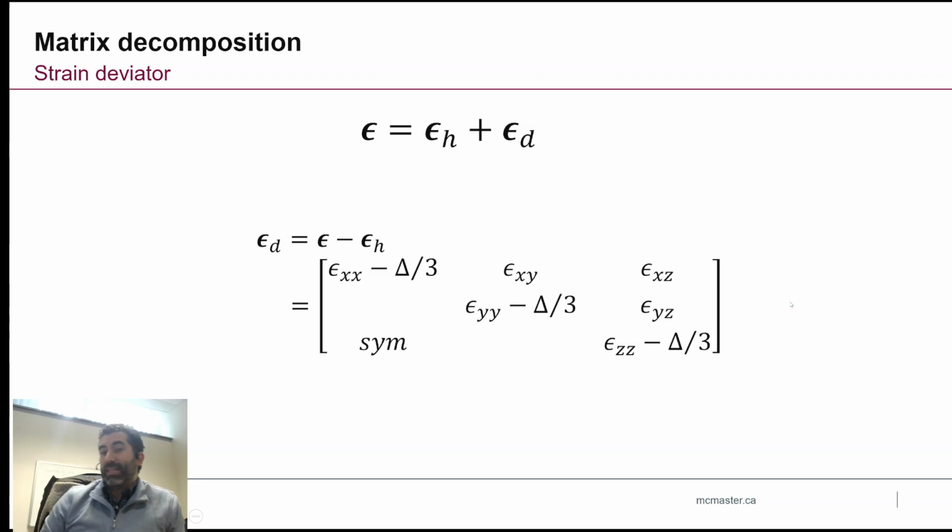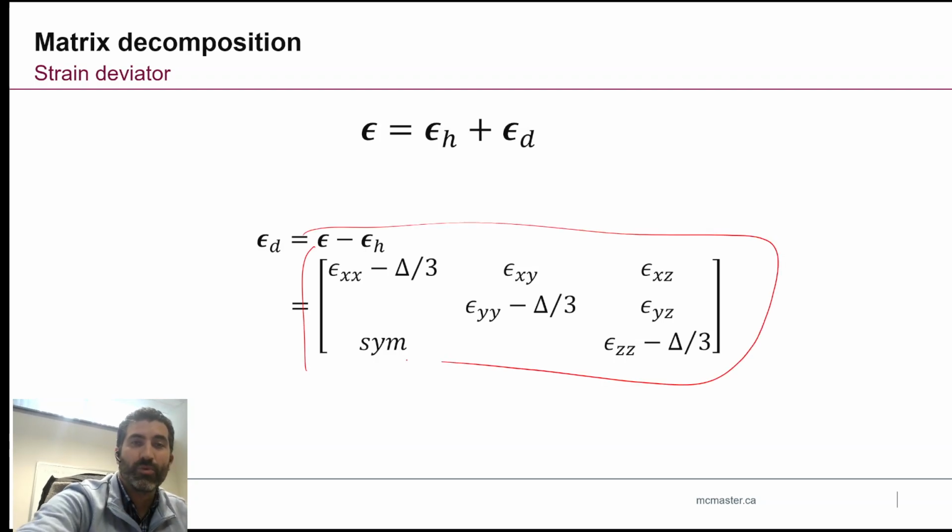We can then use that to define what's called the strain deviator. And the strain deviator, again, this entire matrix, you can show that it is volume conserving. So if you try to take the trace of this, you would find that the trace is necessarily 0.